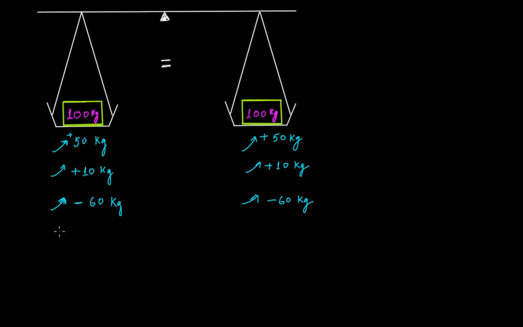If we further reduce this side by, let's say, 50 kg, then in order to maintain this equality on the weighing machine, you will have to reduce this side also by 50 kg. So now the weight will be 50 kg on each side, right? Let's take one more example.